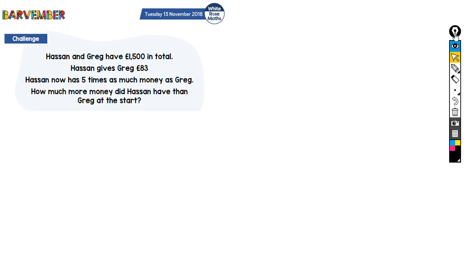Okay, so let's have a look. Some point I'll figure out how to use this properly. Okay, so Hassan and Greg have that in total. Hassan gives Greg some money. Hassan has 5 times as much money as Greg. That's where I want to go in, because that gives me the size of something in relation to something else. That's always a good place to start with these problems.